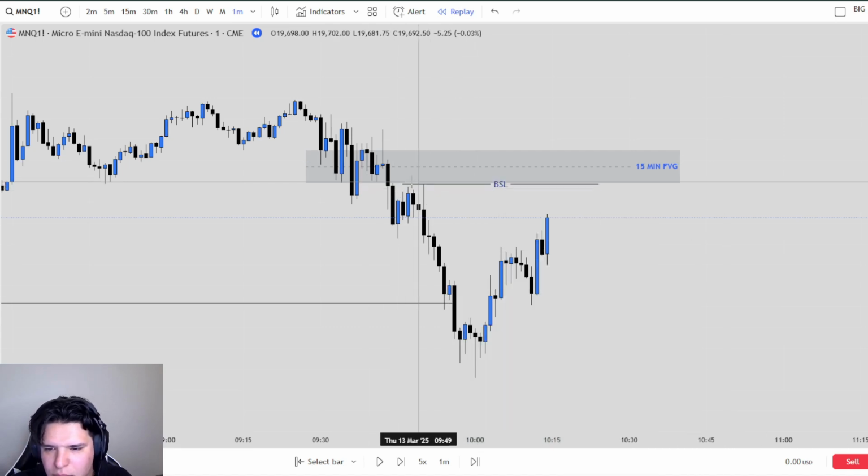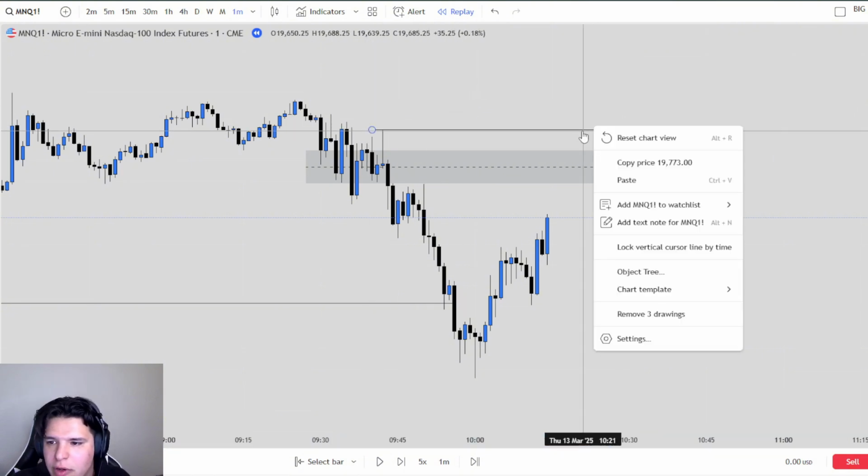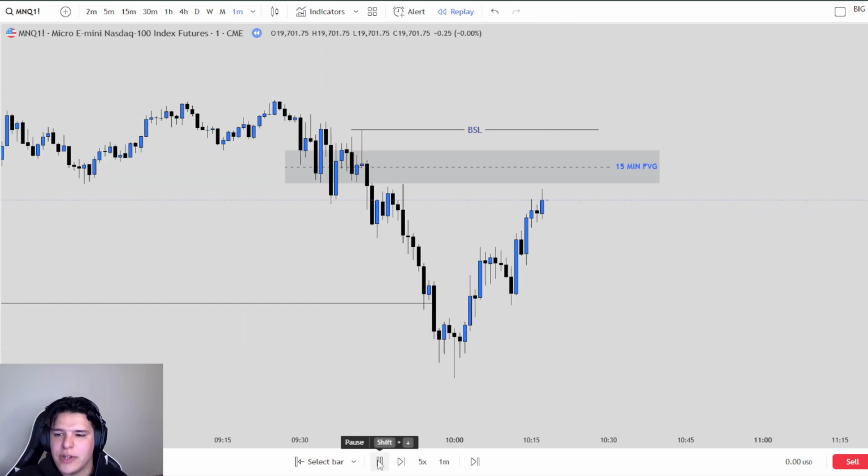Well, actually, did we end up sweeping? Yeah, we did technically sweep that out. So there's no buy side yet. We could take out this buy side up here and then actually have a 15-minute candle that ends up flipping. So let's go ahead and actually play this out.